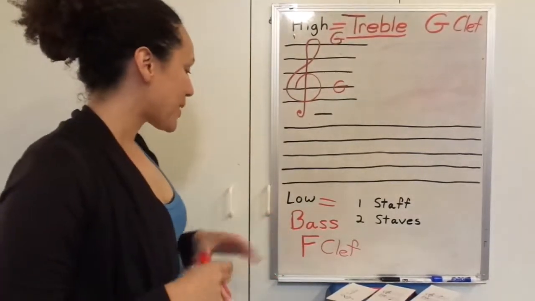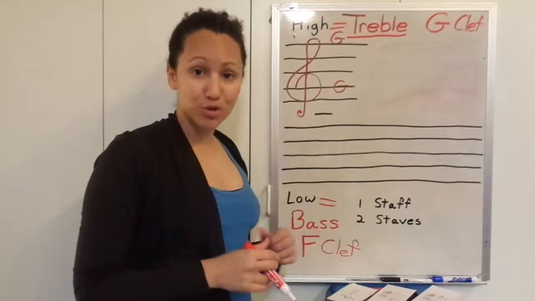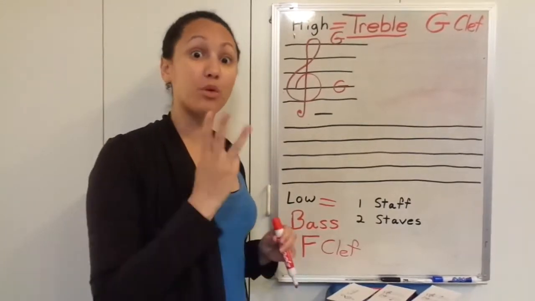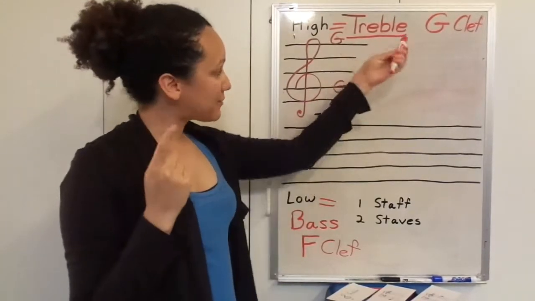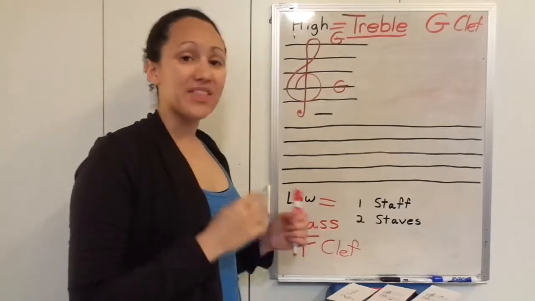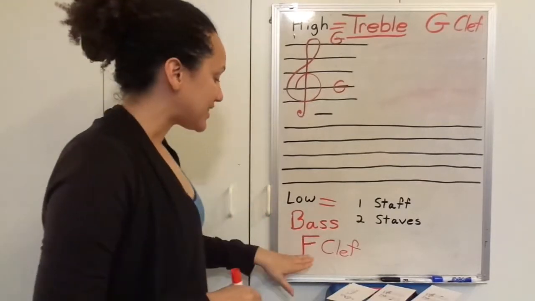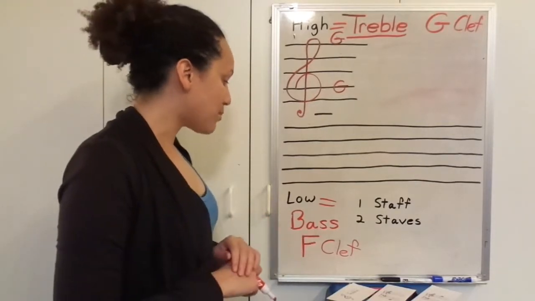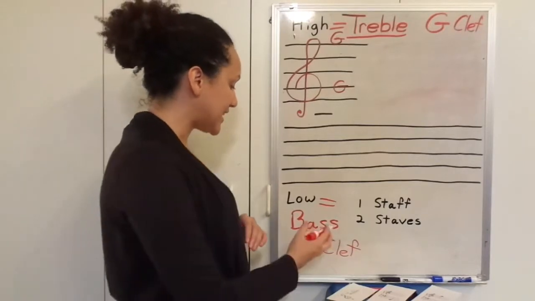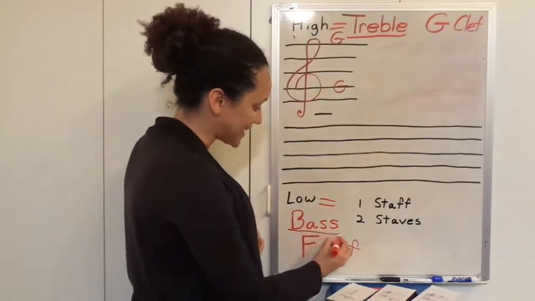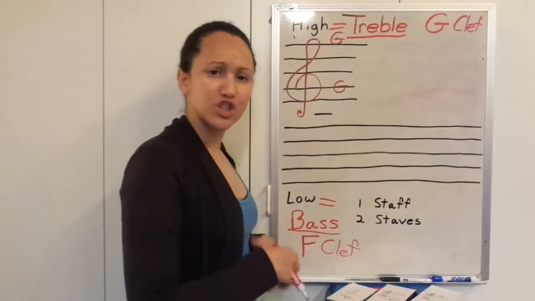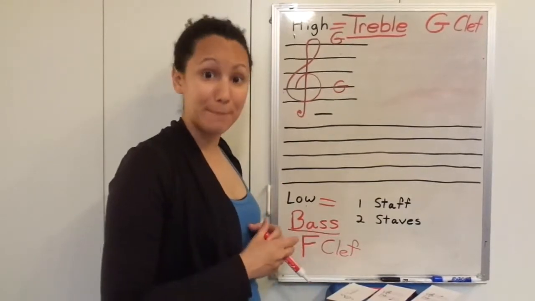Okay, let's deal with the bass clef, the second most popular clef. Remember I said there were three: the G clef, and then the F clef, and then the C clef. So the F clef is the second most common clef, and it is literally called bass, which is low, just like the double bass or string bass.